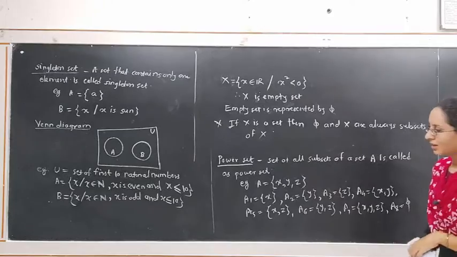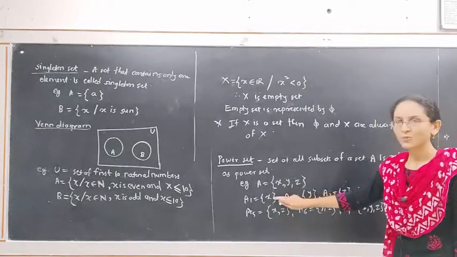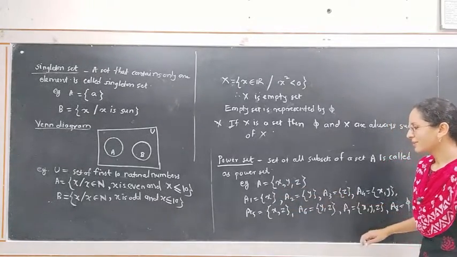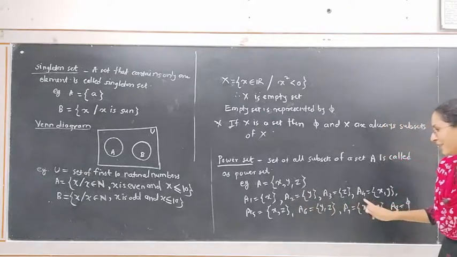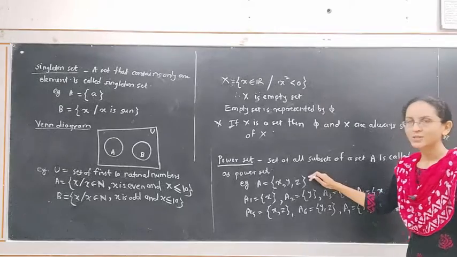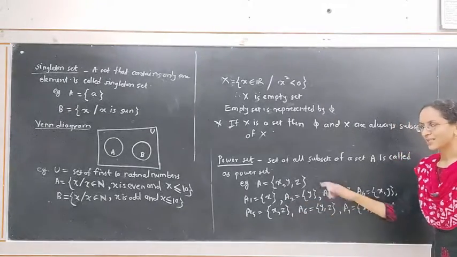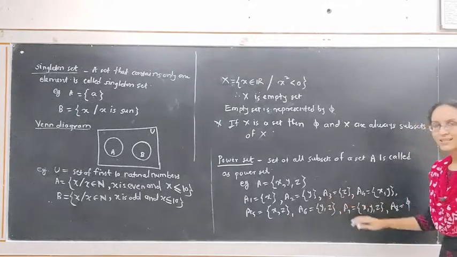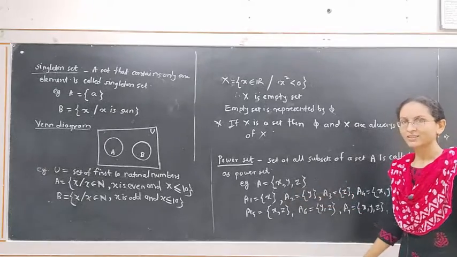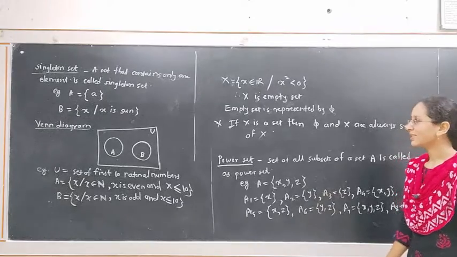The empty set is a subset of set A because every element of set A1 is an element of set A. Similarly, every element of the sets A2, A3, A4, A5, A6 and A7 is an element of set A. Hence, there are 8 subsets of set A, and the set that contains all these sets is called the power set of set A.